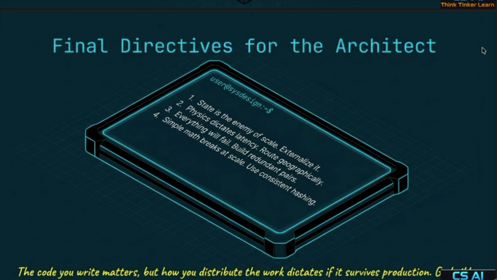As we wrap up, remember these final directives. State is the enemy, so externalize it. Physics dictates latency, so route geographically. Everything will eventually fail, so build redundant pairs. And simple math breaks at scale, so use consistent hashing.